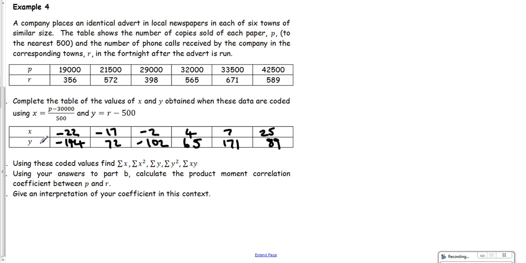So part B asks us to use the coded values to find sigma x, sigma x squared, sigma y squared, and sigma xy. In the usual way that we've done in other examples, it's the sum of each individual x value, square the x values first, then add them up. Same for the y's, and then for the bottom one you multiply each x by the corresponding y and add up as you go along. So again, if you pause the video at this point and then see if you get the same values as me.